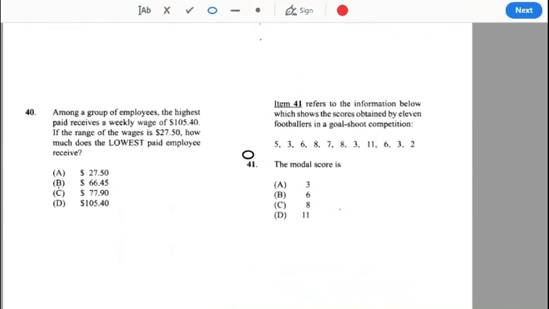Among a group of employees, the highest paid received a weekly wage of $105.40. If the range is $27.50, how much does the lowest paid employee receive? So range is the difference between the highest and the lowest, in this case, the highest wage and the lowest wage, or the maximum wage and the minimum wage.